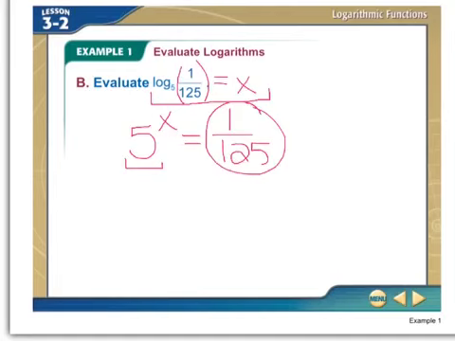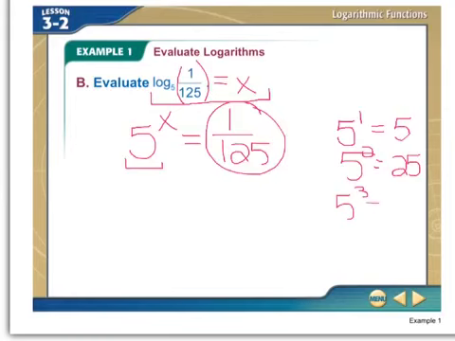Now, if we think about some values here, 5 to the first is 5. 5 squared equals 25. 5 cubed equals 125. Now you can see that as x increases, so does our output. And we want our output to give us 1 over 125. So that means that I need to decrease my exponent.